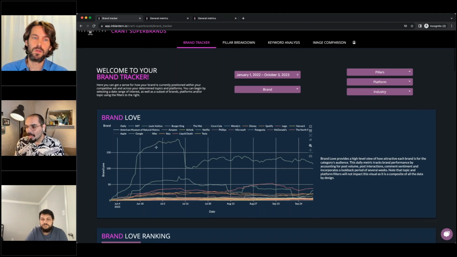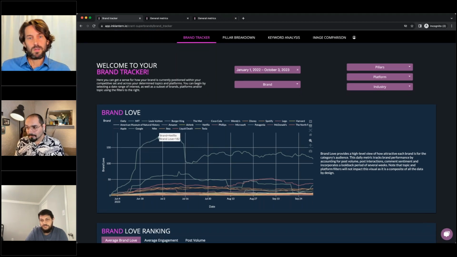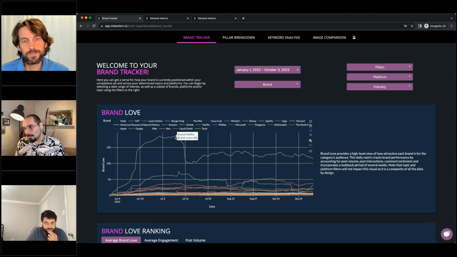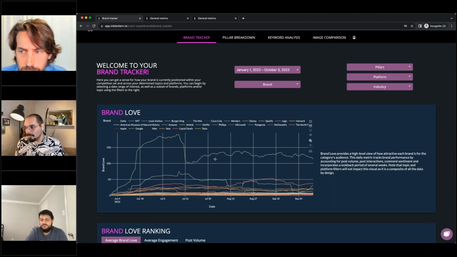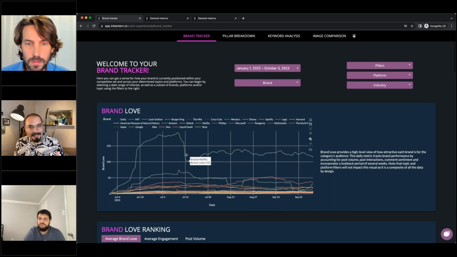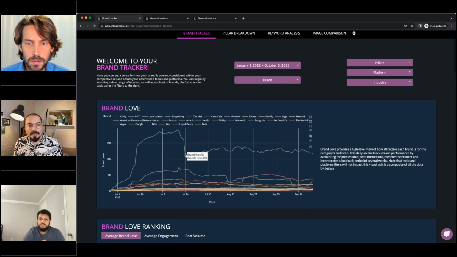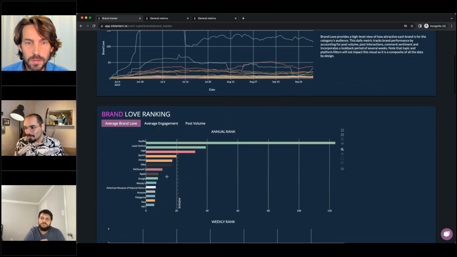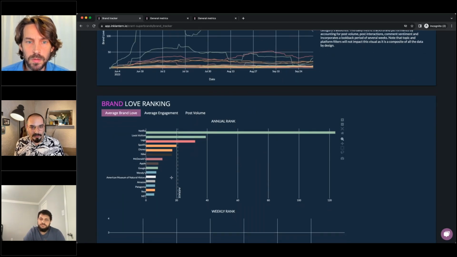And you can see that daily here on this tab, on this chart, where, for example, Netflix is very good at generating brand love. So you see it up here. And then the second one is Louis Vuitton. And you can see that daily for every brand. Then there's, of course, a ranking, because everyone wants to see how they stack up against their competitors.